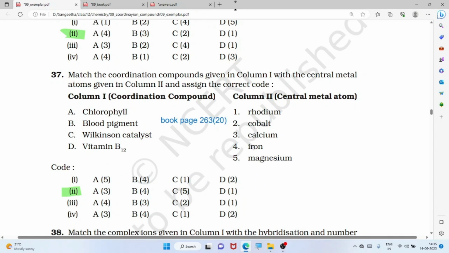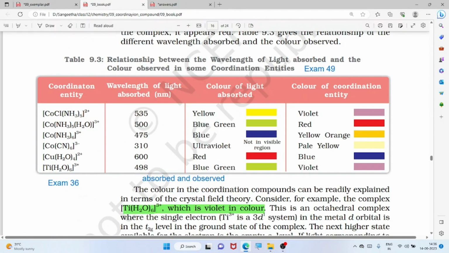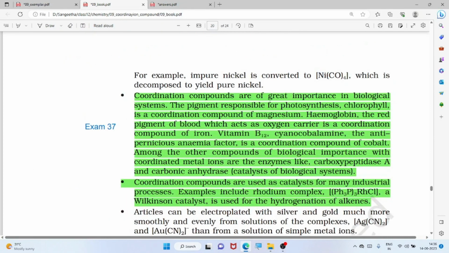Match the coordination compound with the central metal atoms given in column 2. What is the correct one? 20. So chlorophyll from magnesium, hemoglobin, the blood pigment, from iron, vitamin B12 from cobalt. That is given in the 20. So here they are given: vitamin B12 from cobalt, and hemoglobin from iron, and you can go through it.